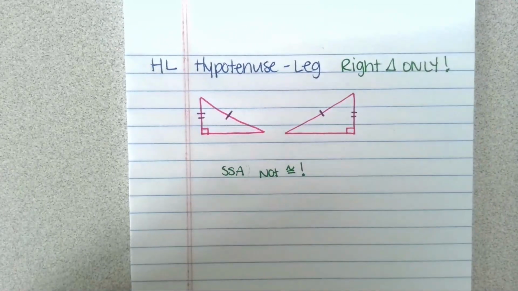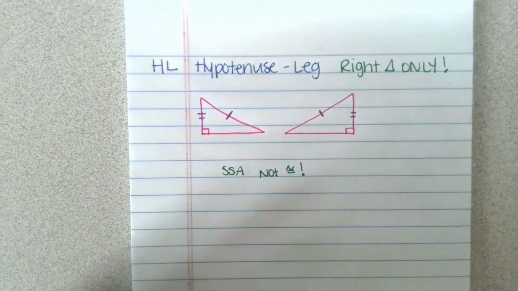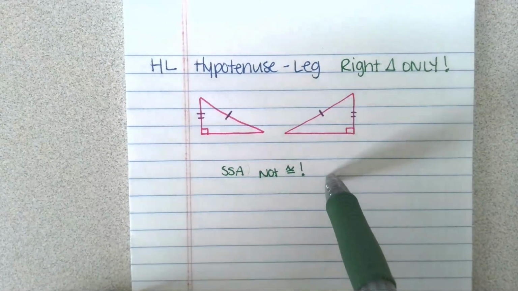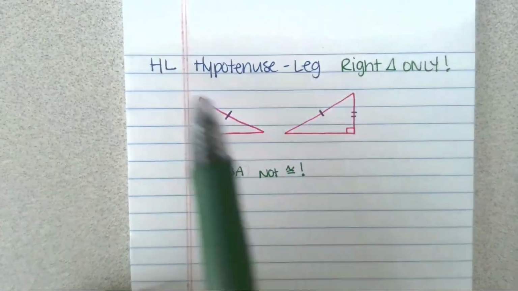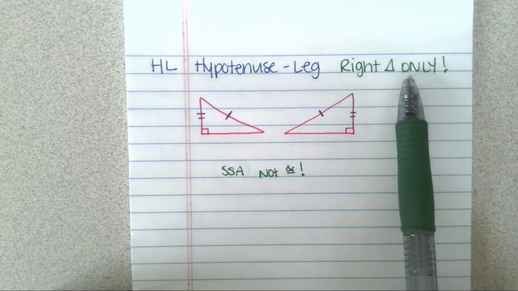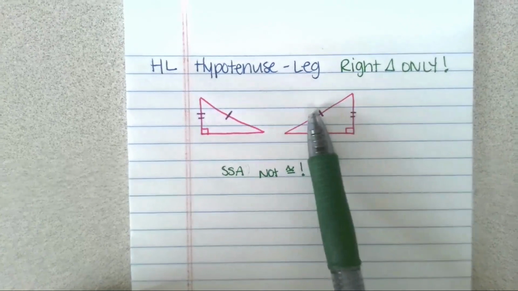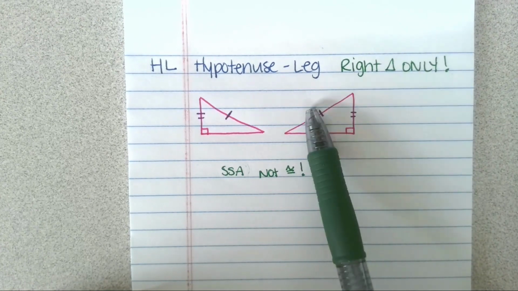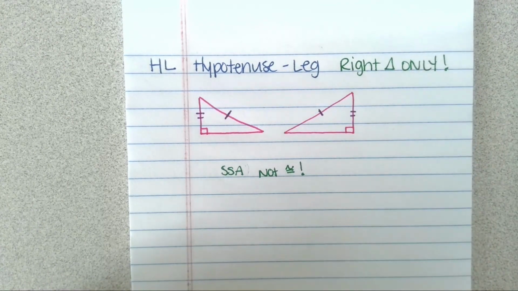If you have any questions about that, you can always send me an email or attend my office hours to get clarification on this, and we can look at the Delta Math. But just know that hypotenuse leg is for a right triangle only, and it's where you have your right angle marked and then a hypotenuse and one of the legs. And that's it.